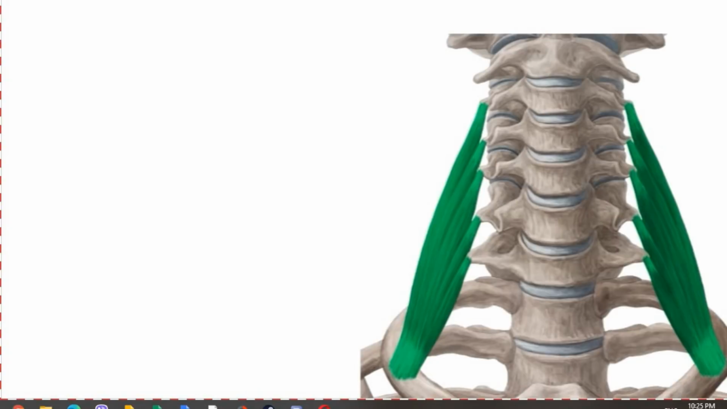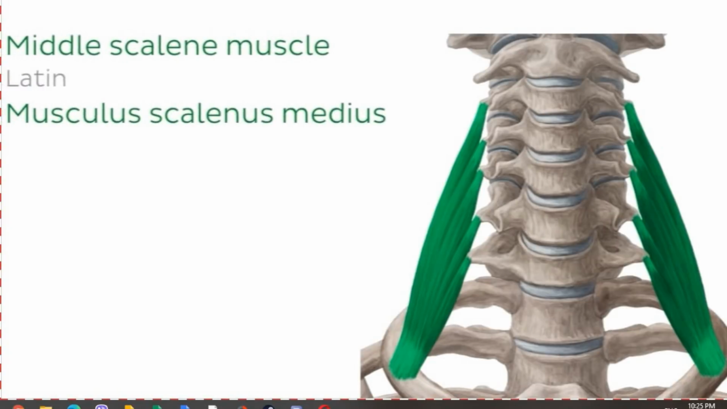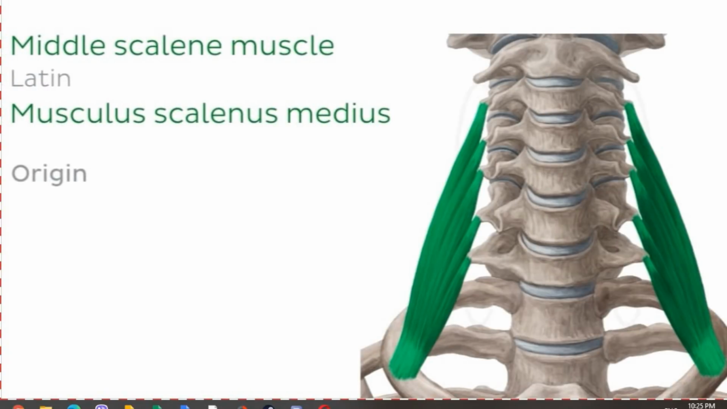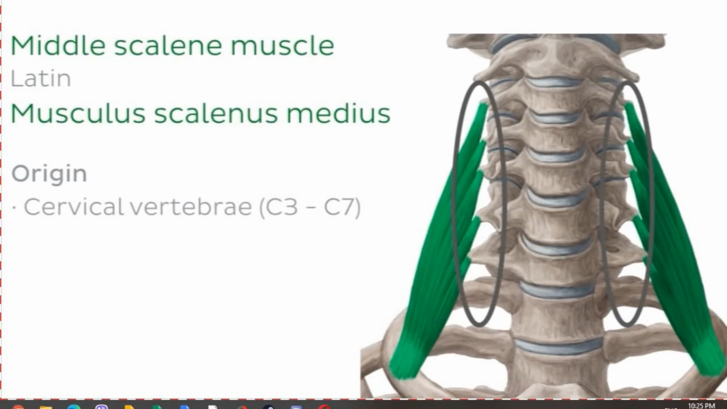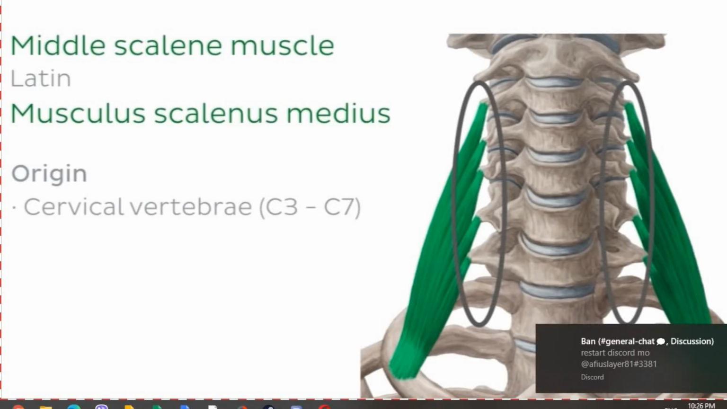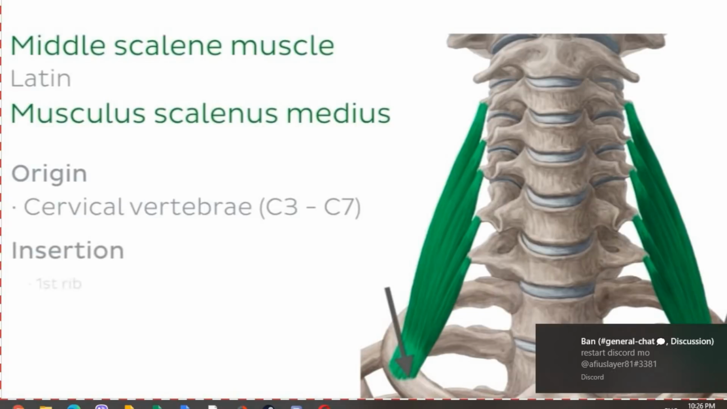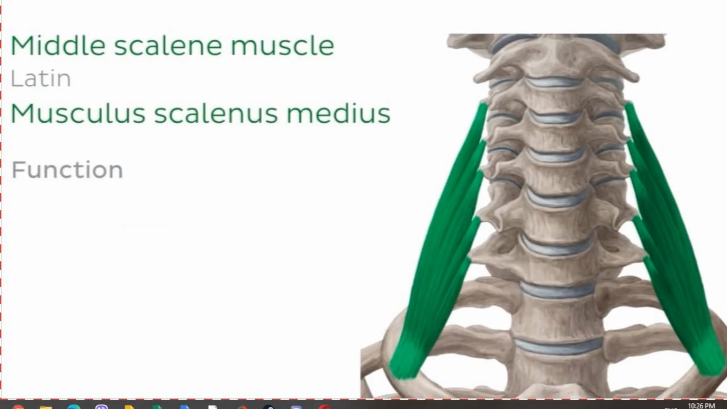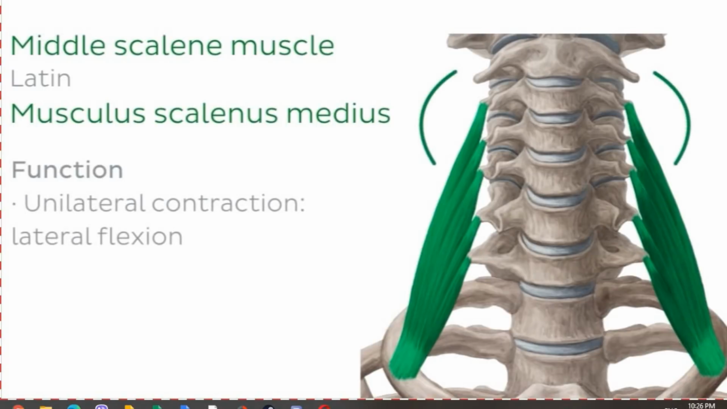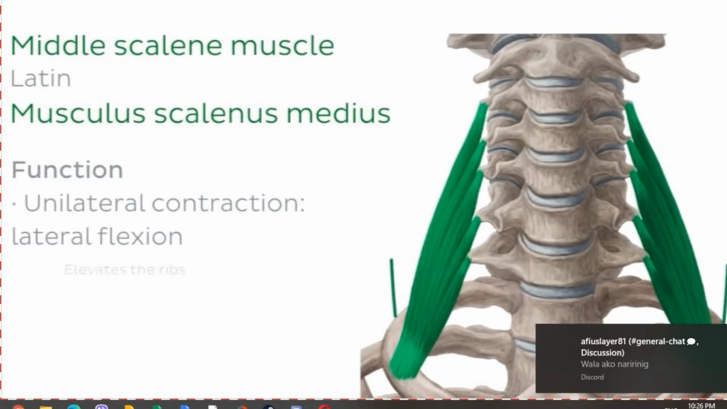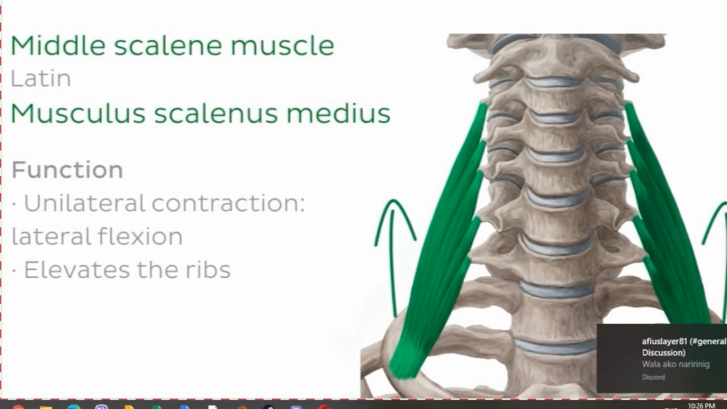The second of the scalene muscles is the middle scalene muscle, which has its origins in the posterior tubercles of the transverse processes of the 3rd to 7th cervical vertebrae. This muscle has its insertion on the first rib. In the same way as the anterior scalene muscle, the unilateral contraction of the middle scalene muscle results in lateral flexion of the cervical spine to the same side. It also elevates the ribs and is therefore an accessory muscle of inspiration.